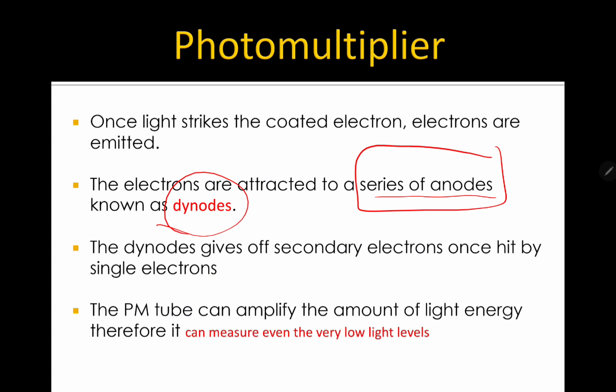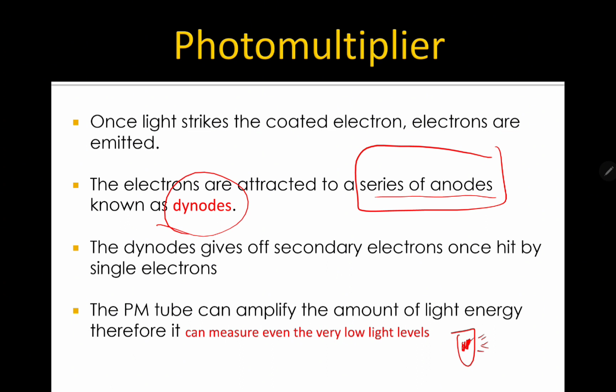the light levels emitted from your solution after the light strikes it, even if only a little light is given off by your solution, the substance can easily be picked up by a photomultiplier because it has an abundant amount of anodes. So even very low light levels, it can detect or amplify the amount of light energy.